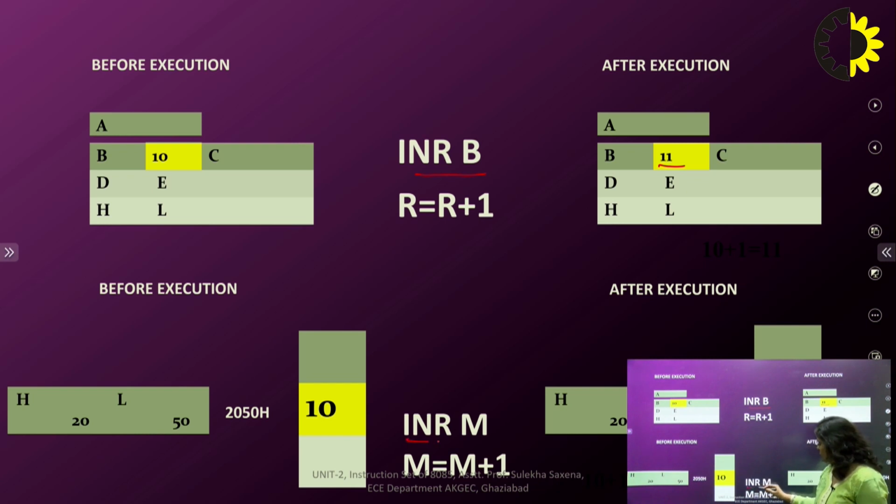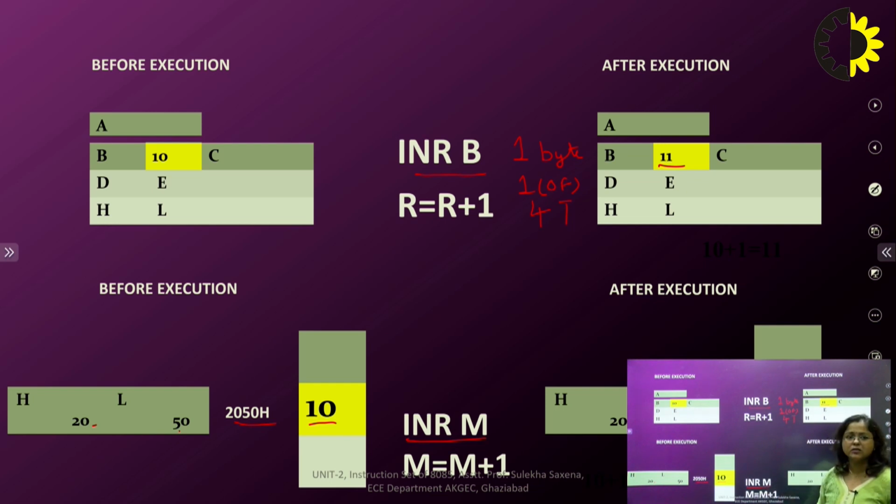Similarly, if we talk about INR M and let the content of the HL pair be 2050 and the content of this location be 10. So after execution, the content of this particular location will be increased by 1, that is, it becomes 11. So I hope this increment operation is clear to all of you. In the first case, the register value is only updated and we will not go into any memory location. So the instruction size will be 1 byte only. The machine cycle will be only 1 opcode fetch and the T states are only 4.